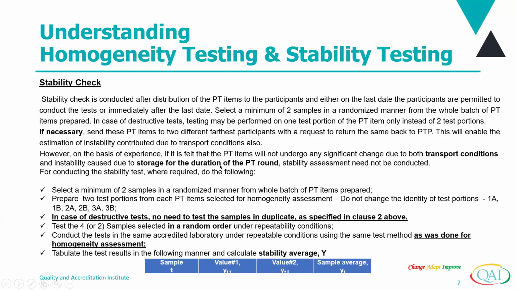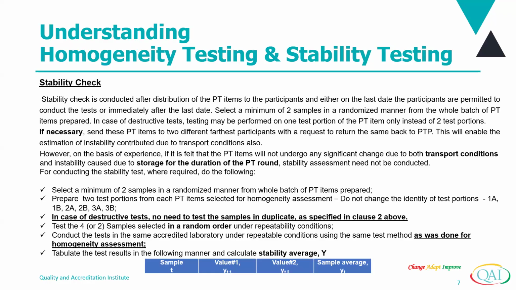Okay, so as I said, select a minimum of 2 samples in a randomized manner from the whole batch of PT items prepared. In case of a destructive test, testing may be permitted on one test portion of the PT items only, instead of 2 portions. Two portions are required in case of textile. If necessary, send these PT items to 2 different participants with a request to return the same PT item back to the PTP, and this will enable the estimation of instability contribution due to the transport condition.